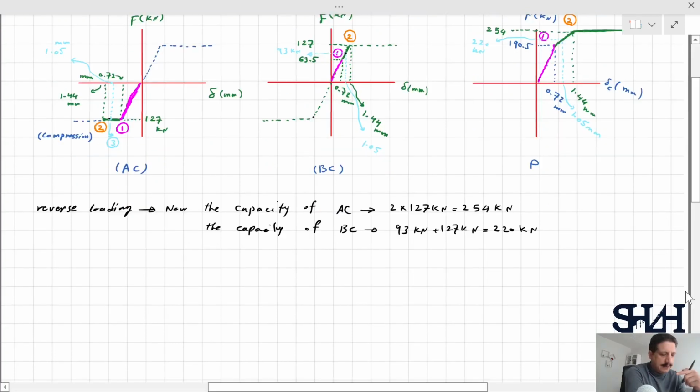It means that AC can take up to 254 kilonewton in the reverse loading, and up to 254 kilonewton, it will be in elastic phase. Partially in compression, partially in tension. And element BC will be in elastic phase up to 220 kilonewton load.